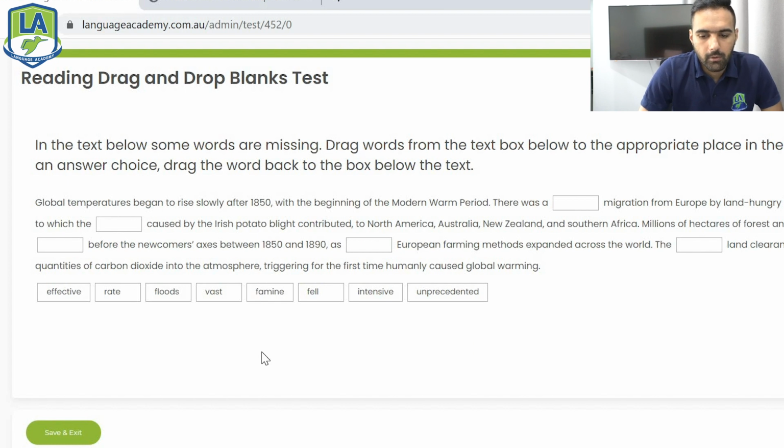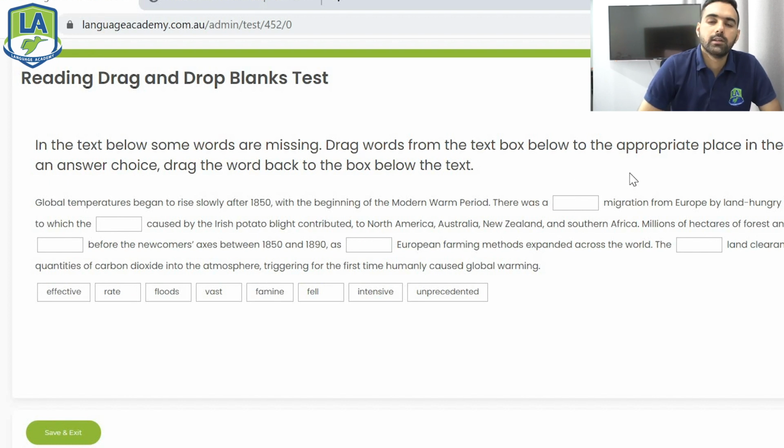Alright. What is the passage talking about here? Global temperatures began to rise slowly after 1850 with the beginning of the modern warm period. There was a dash migration from Europe. A dash migration. Now, we have got an article, we have got migration over here. The word in the blank will give us more information about the word migration.